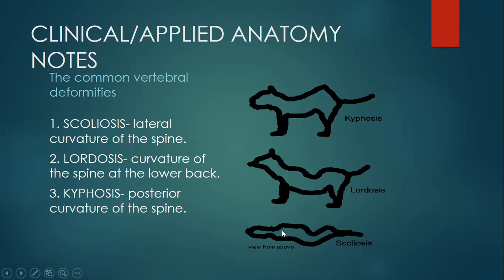So there is the lateral curvature of the spine, scoliosis. Two of my cousins actually have scoliosis. We also have lordosis, which is the curvature of the spine at the lower back. And then kyphosis is the posterior curvature of the spine.